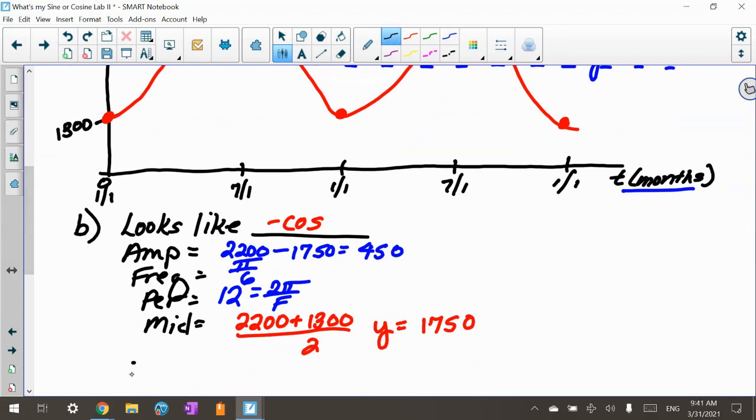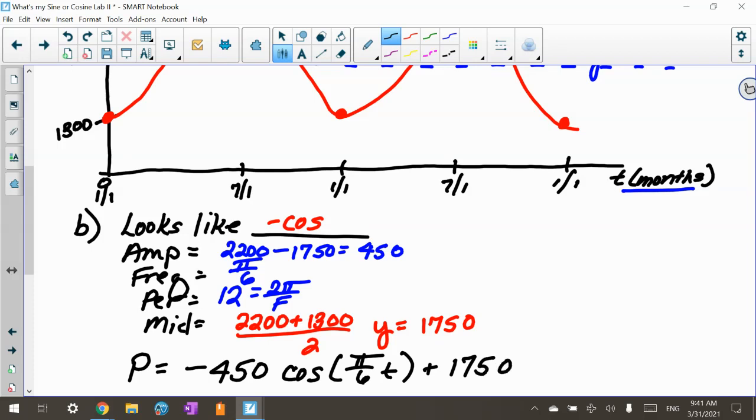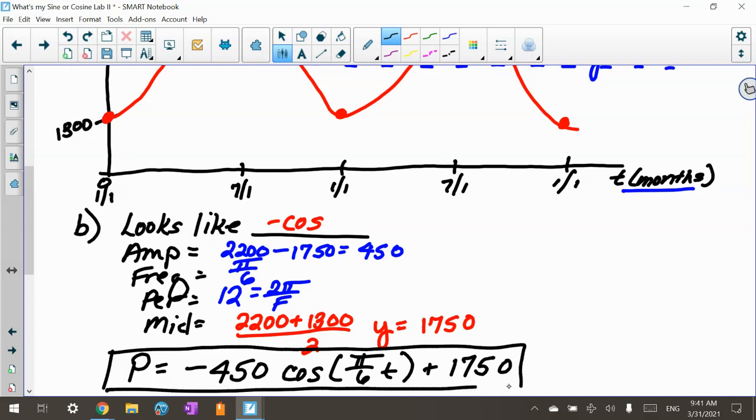So the population equation would be negative 450 cosine of pi over 6 t, plus 1750. All right, so now this is a modeling of the information that they just gave us, which is really cool, I think. Also, sometimes they put the midline up front, so you might see P equals 1750 minus 450 cosine. You see that a lot, especially when it's been an inverted cosine curve.